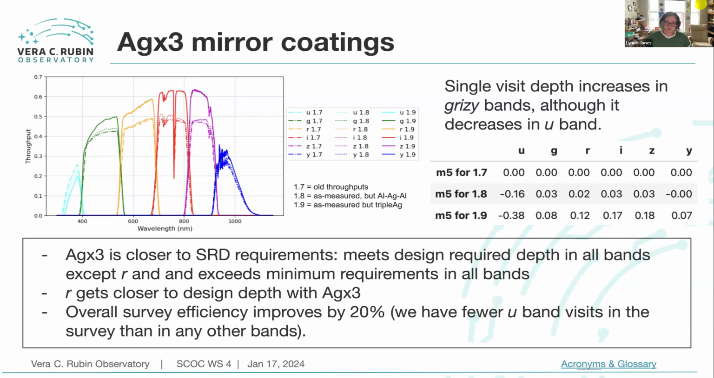So R band gets closer to design depth with triple silver, and the overall survey efficiency improves by about 20%. That's because even though we have less depth in U-band, we have fewer U-band visits in the survey than in any other bands. So improving the efficiency in grizy ends up being a net win, even with this loss in U-band.